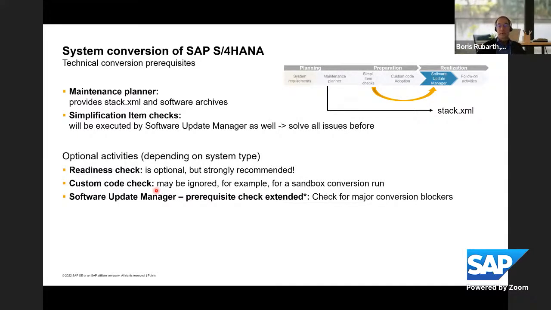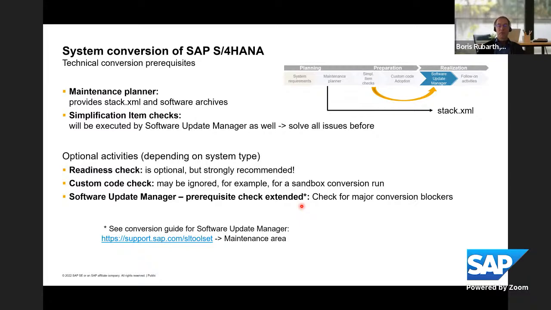So custom code check is not a prerequisite for the software update manager. And something we would like to emphasize as well, highlighted on following slides as well, is that the software update manager offers a prerequisite check extended. That is a helpful option to find out about potential major blockers before starting the actual conversion. Again, explained later, and the conversion guide contains, of course, the explanation for this prerequisite check extended. These are the prerequisites before starting the software update manager.